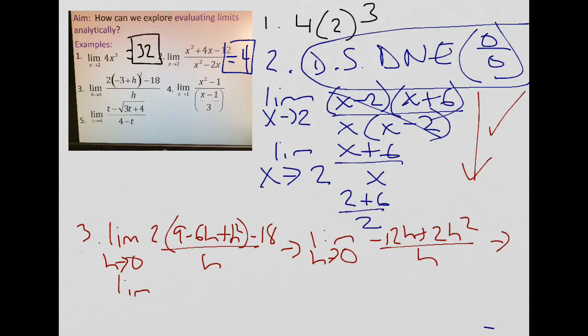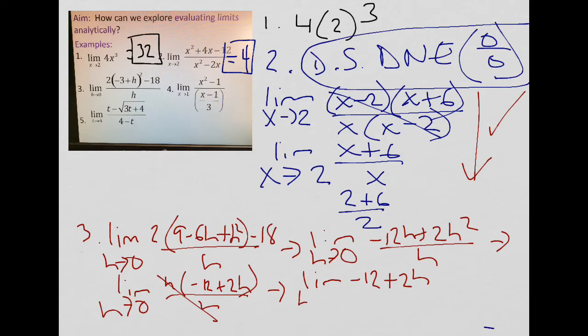So by distributing the 2, you're going to get 18 minus 18 in the numerator. Now, you don't have to factor out an h, but for some students it does help. You can see that these cancel. So the limit of this expression as h approaches 0 is the same answer as this limit here.